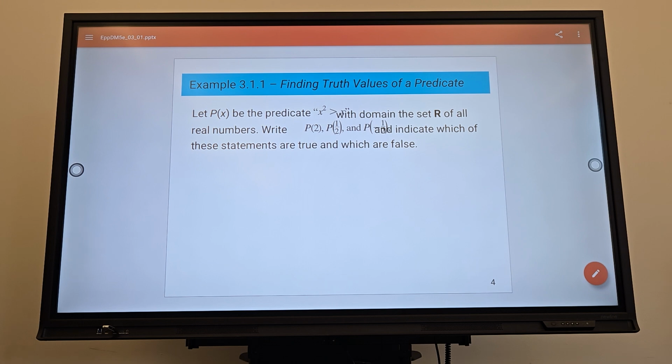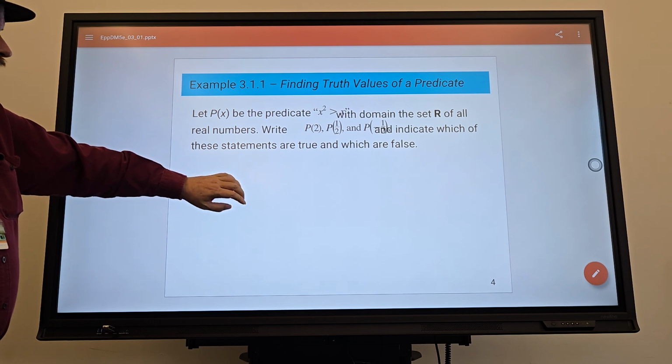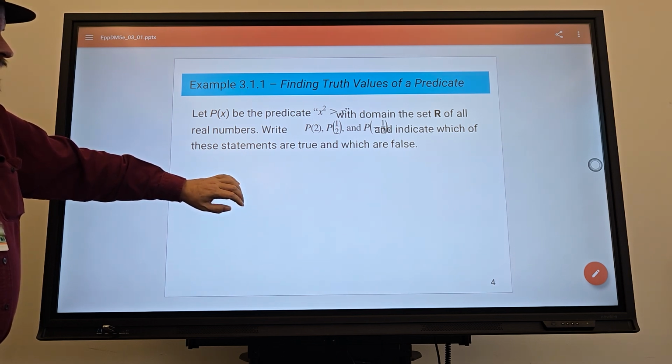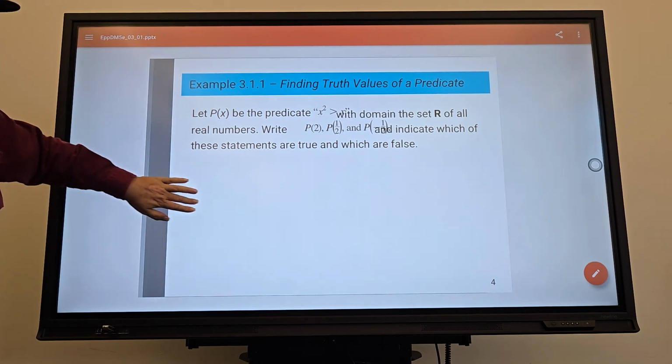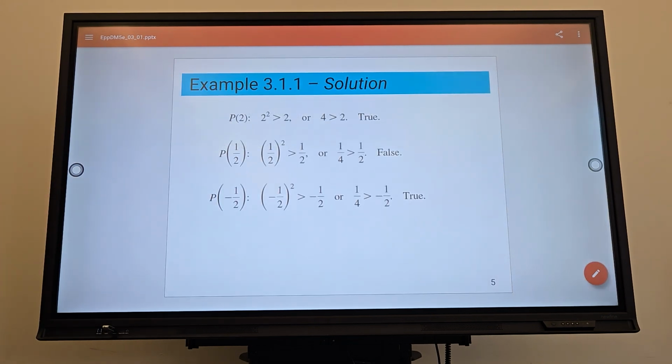Of course, 1/2 squared is less than 1/2, as well as minus 1/2 squared is less than 1/4, so that would be true. And P of 2: 2 squared is greater than 2, so the first and third are true. Second one is false.